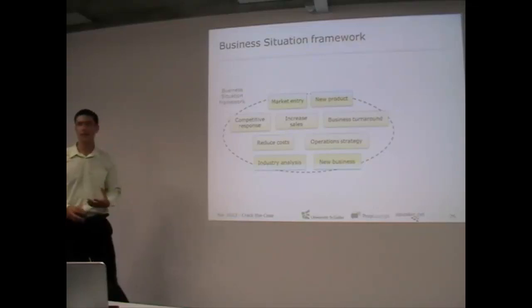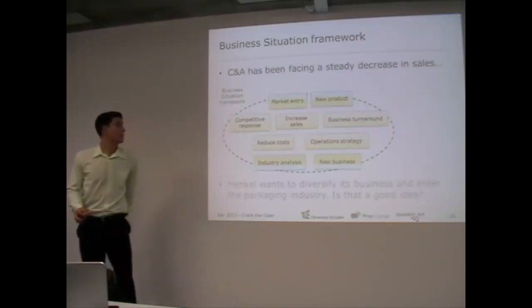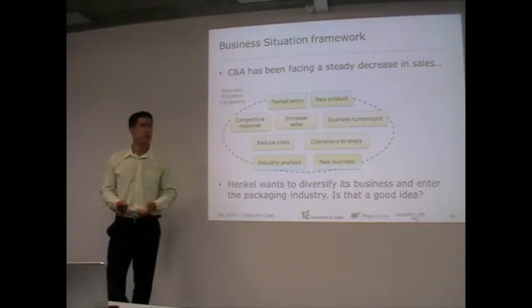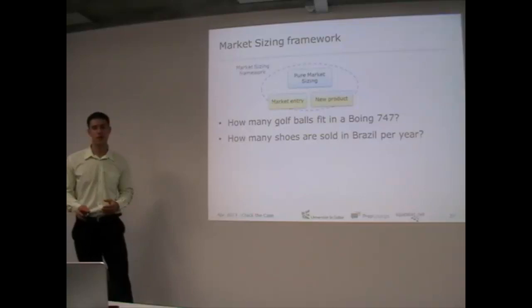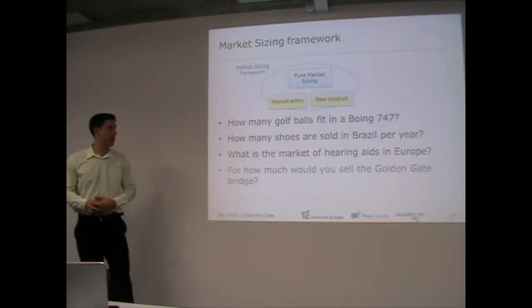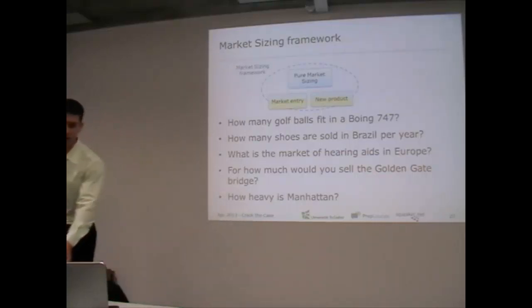Then those are the most common ones. Market entry, increase: how can I increase sales or reduce costs? Henkel wants to diversify their business and enter the packaging industry. Market entry. Is that a good idea? We're going to see how we can tackle that after the break. And market sizing, as I said: how many golf balls can you fit in a jumbo jet, etc. How many shoes are sold in Brazil? We're going to solve that one, and I'm going to give a book for that one. For how much would you sell the Golden Gate Bridge in San Francisco?